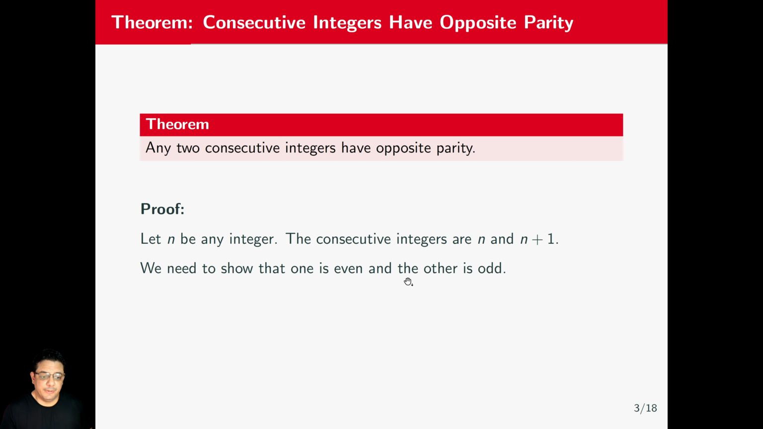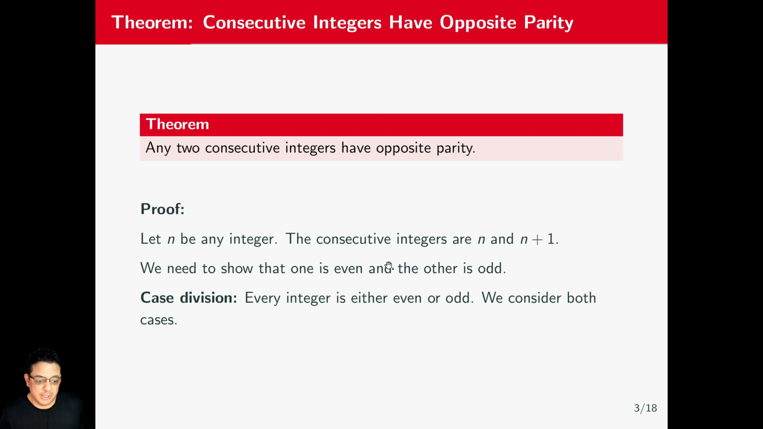Let's go with the proof. First, let's pick n to be any integer. Then the consecutive integers are n and n plus 1. Now we need to show that one of them is even and the other one is odd. Of course, we need to break this into cases because n can be even or odd. So we need to consider both possibilities.